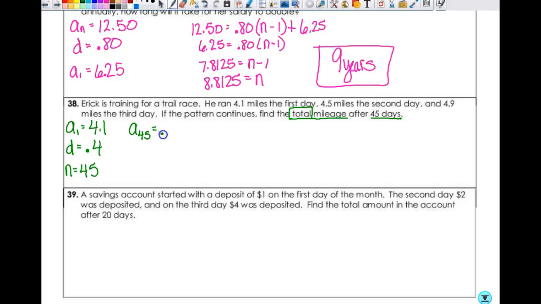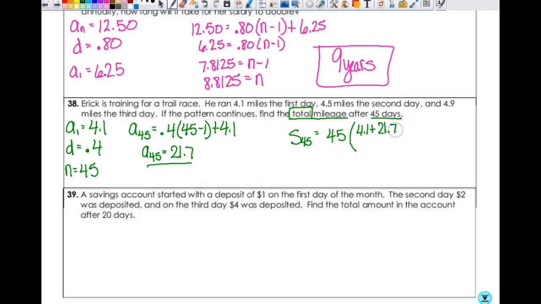But also to do an arithmetic series, I also have to know AN, so I need to know A45. That's going to be equal to the common difference, which is 0.4 times N minus 1 plus A1. Right? So once I work all that out, I get that A45 is equal to 21.7. All right, so now I substitute that in over here. S45 is equal to N, which is 45, times A1, which is 4.1, plus 21.7, which is A45, all over 2. So the sum of that is equal to 580.5 miles.